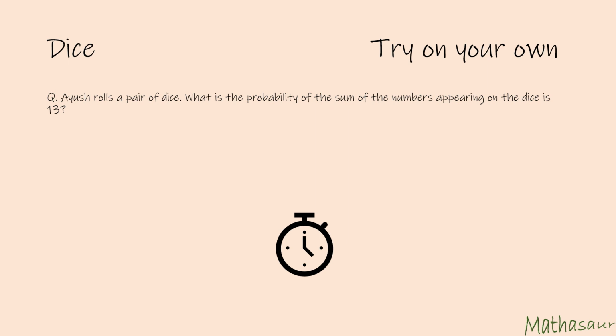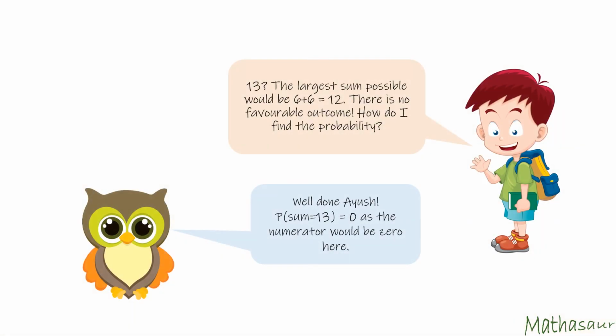Ayush rolls a pair of dice. What is the probability of the sum of the numbers appearing on the dice is 13? 13. The largest sum possible would be 6 plus 6 equals 12. There is no favorable outcome. How do I find the probability? Well done, Ayush. The probability would be 0 as the numerator would be 0 here.